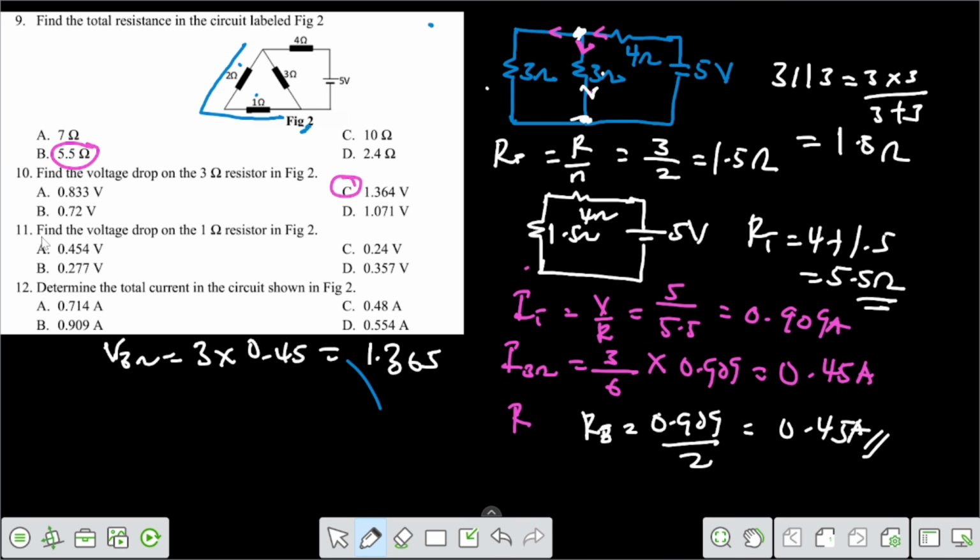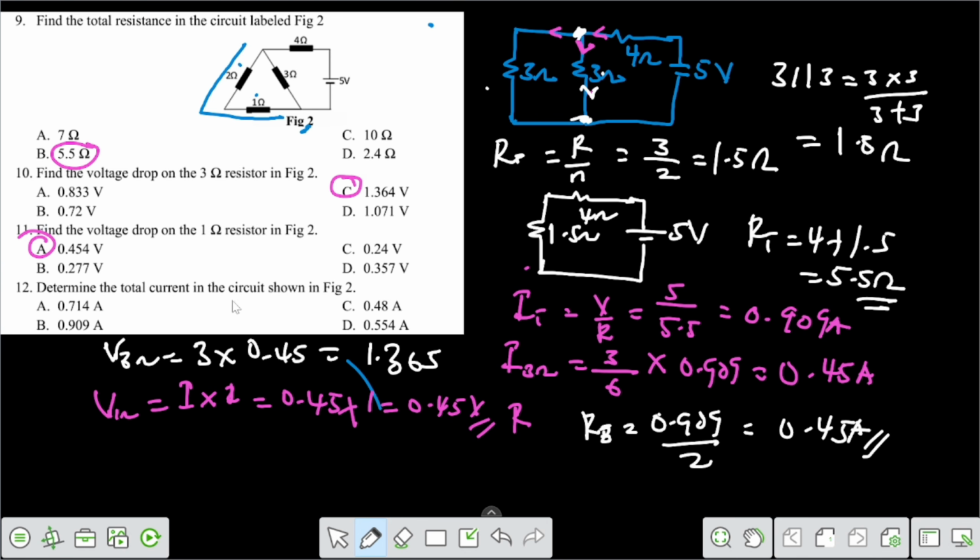Now the next question, which is question number 11, says find the voltage drop on the 1 ohm resistance in figure 2. Don't forget that when you have the current going through the resistance, you multiply by the resistance to get the voltage. So the voltage drop in the 1 ohm is equal to the current there times the resistance. The current there is 0.45, times the resistance, which is 1. So that will give us 0.45 volts. The voltage drop there is 0.45 volts.